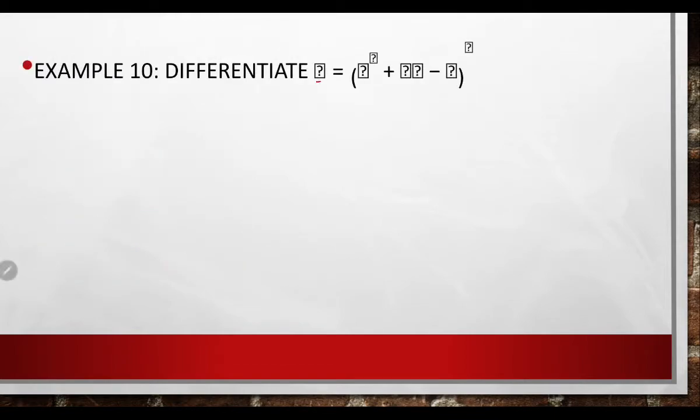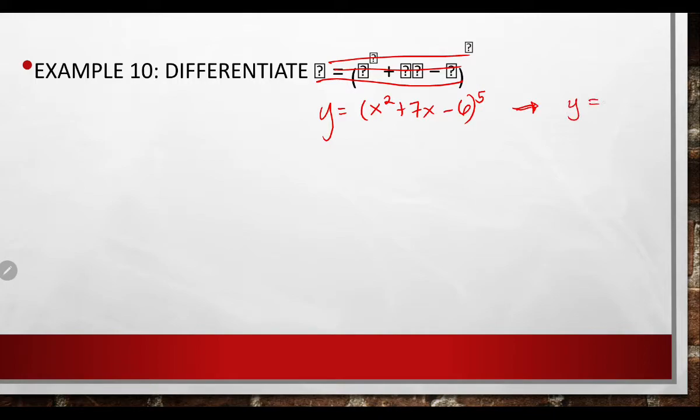Another example. This is y equals x squared plus 7x minus 6 to the power of 5. If you look closely, this is somewhat similar to y equals z to the power of 5, where z is a variable. So you can apply the power rule. The first derivative is 5 times z to the power 4. Our z is the whole expression x squared plus 7x minus 6, and the exponent 5 becomes 4.